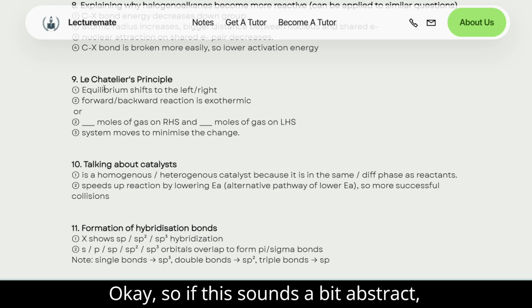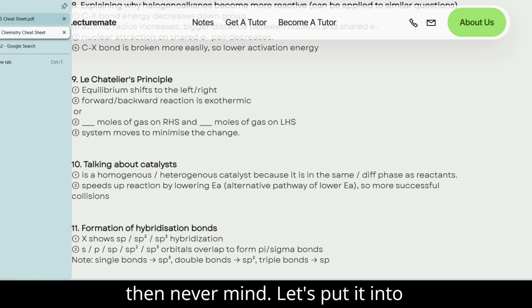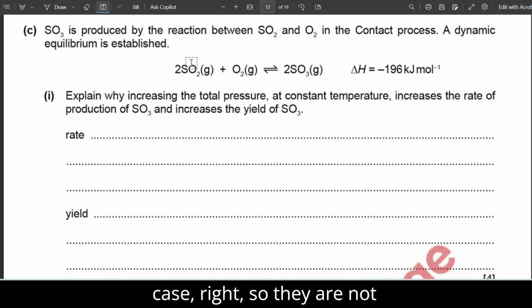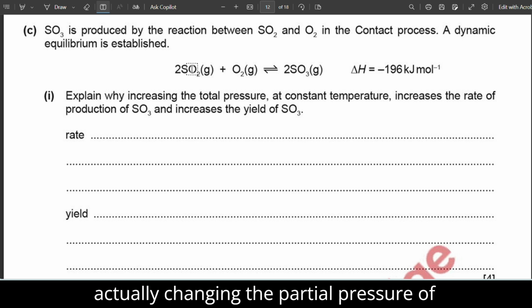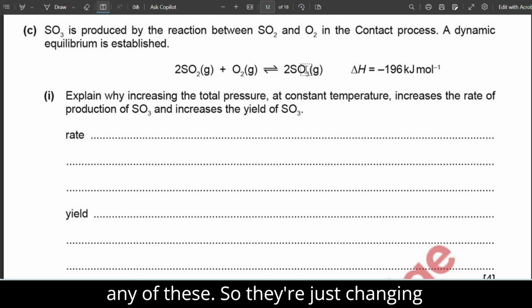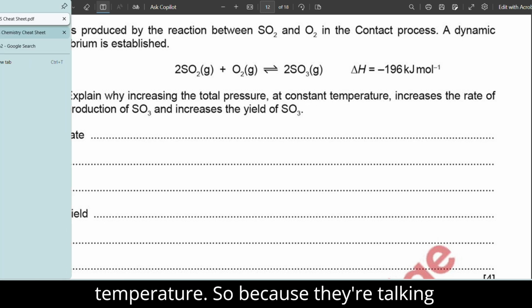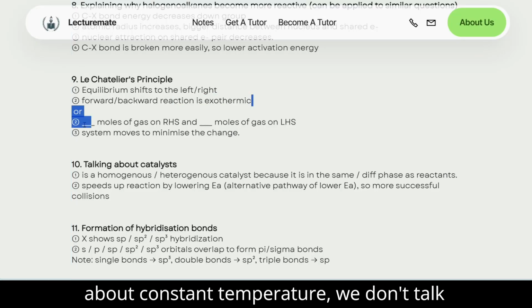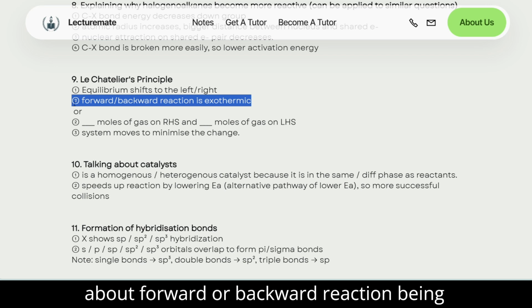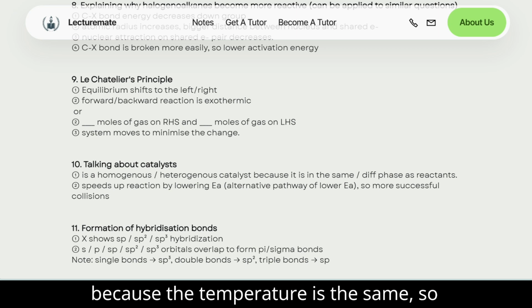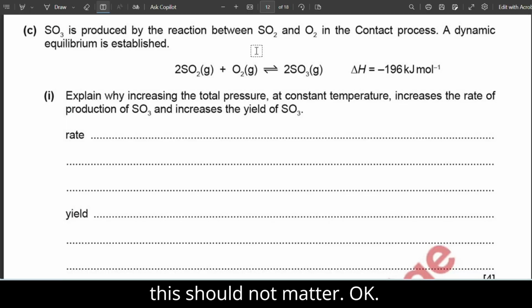Okay, so if this sounds a bit abstract, then never mind. Let's put it to practice in a question. In this case, they are not actually changing the partial pressure of any of these. They're just changing the total pressure at a constant temperature. Because they're talking about constant temperature, we don't talk about forward or backward reaction being exothermic or endothermic, because the temperature is the same, so this should not matter.